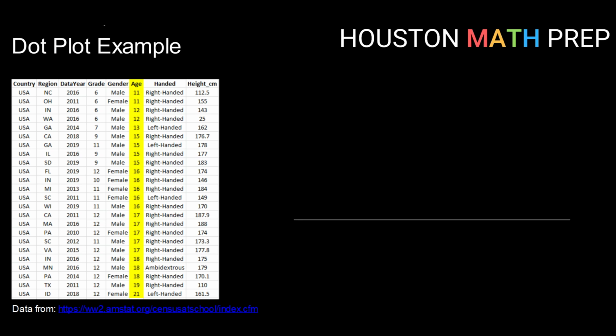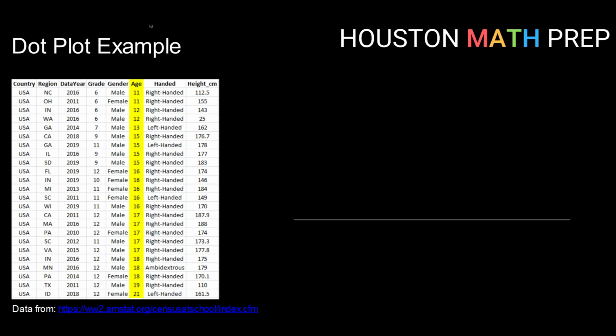All right, back to our census data that we've been working with. Let's create a dot plot for age. Just like in all of the other frequency distributions and graphical displays for the frequency distributions, if you have the opportunity to put your data in order, that's going to make it so easy for you to work with.